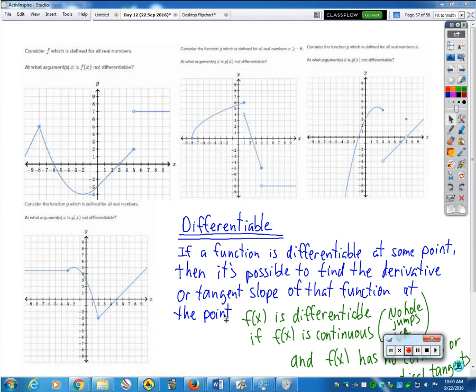A function is differentiable if you can find the value of the tangent slope of the function. A function is differentiable if you can find the derivative. So all that we've been doing is differentiable. Yeah, and we've been looking at functions that are differentiable because we've been able to find the tangent slope at every point on those functions.